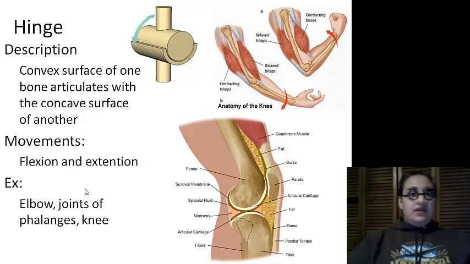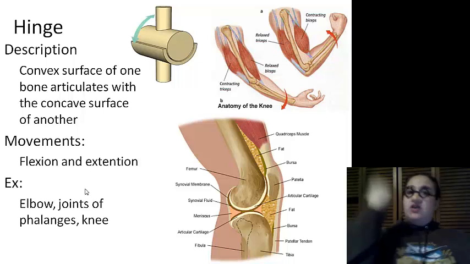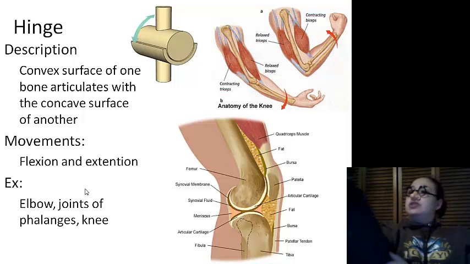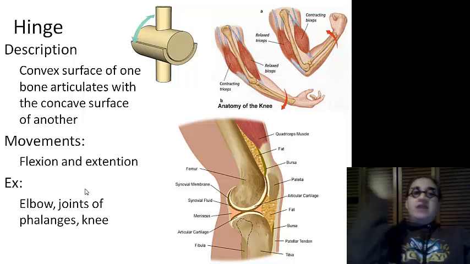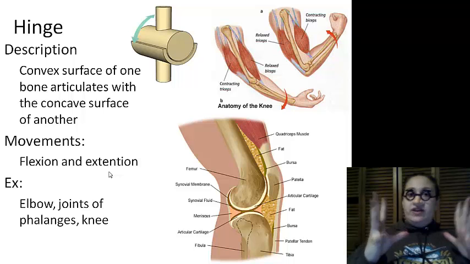A hinge. Well, a hinge is a description that allows something to go in one movement, and only one movement. I cannot make my elbow go left and right. I can only make it go up and down. So the convex surface of one bone articulates with the concave surface of another. It does flexion and extension. Examples are elbows, knees, and phalanges. Only one direction.